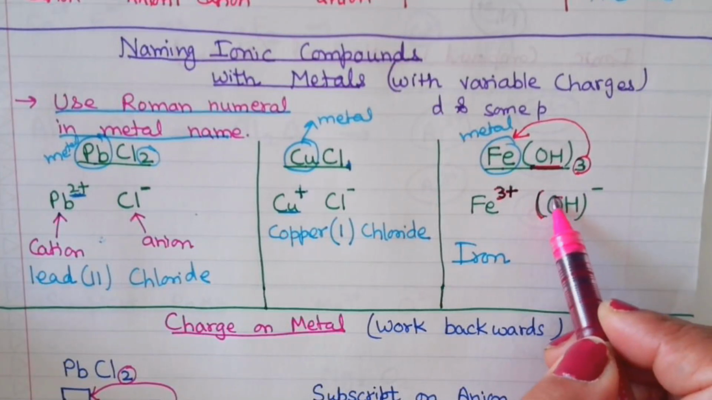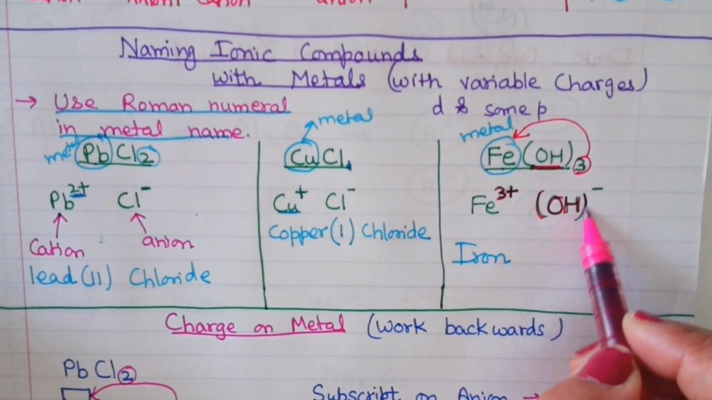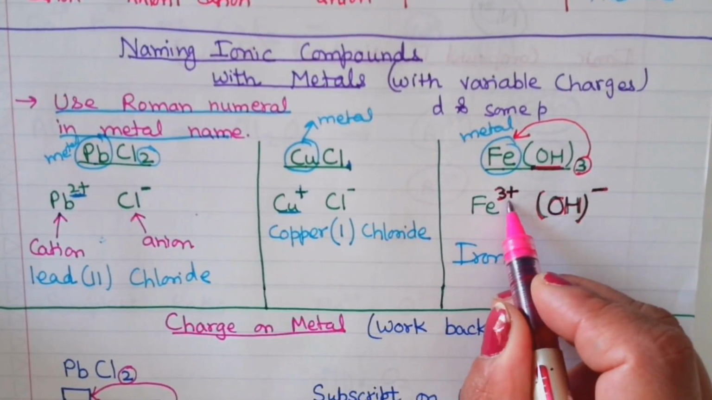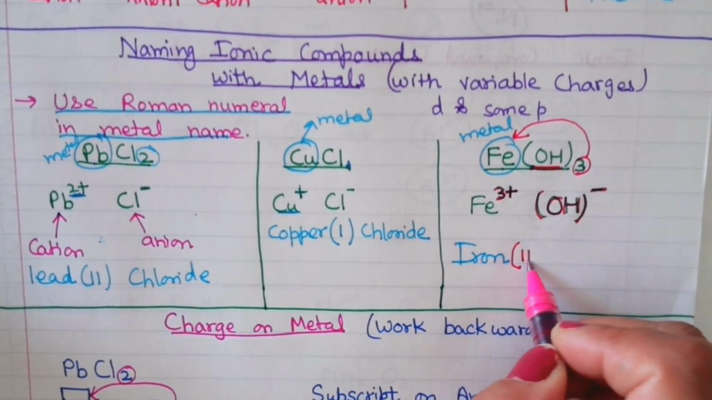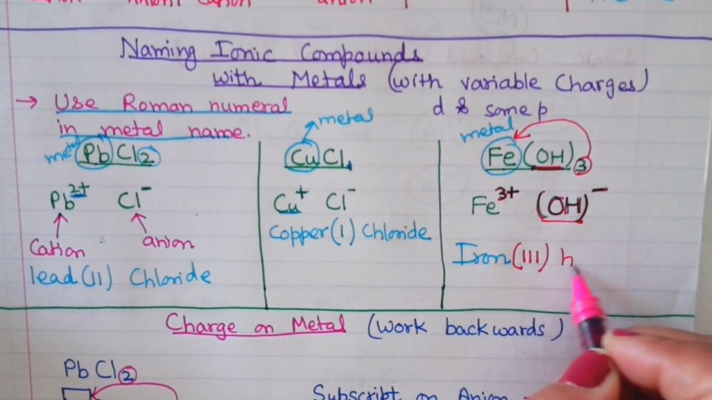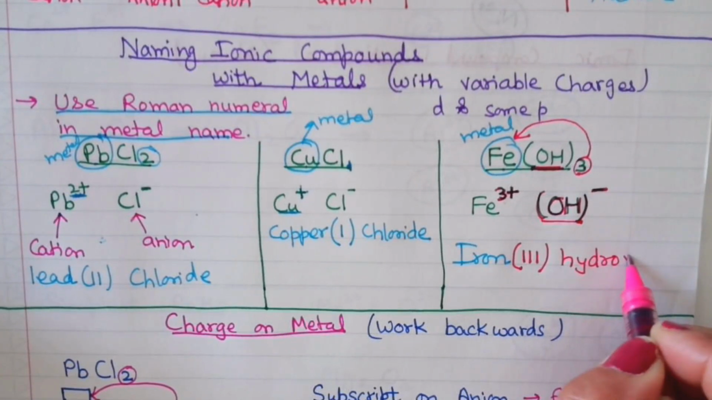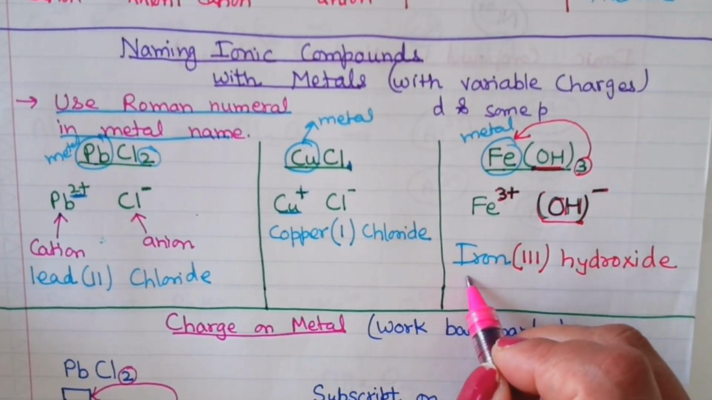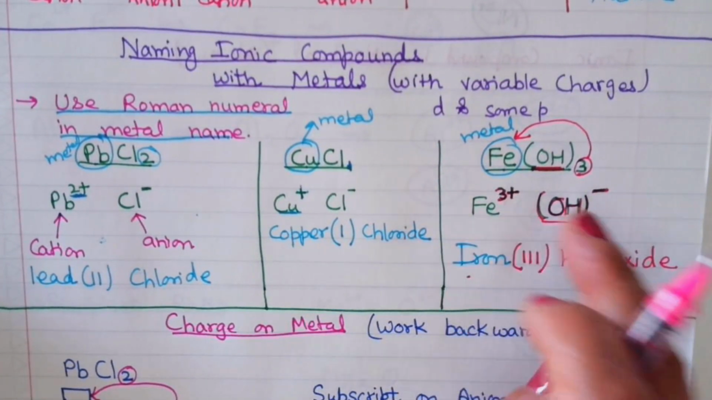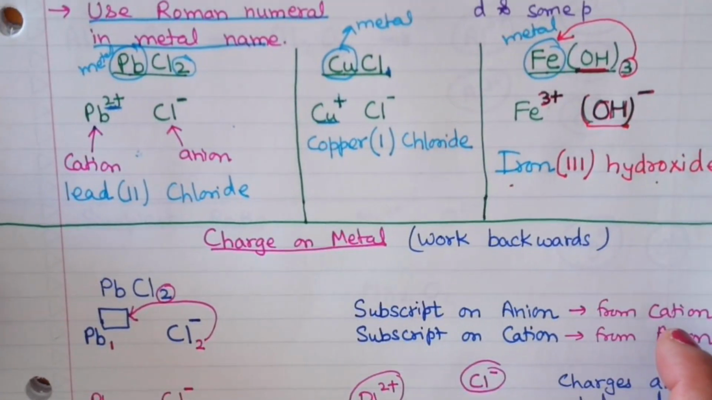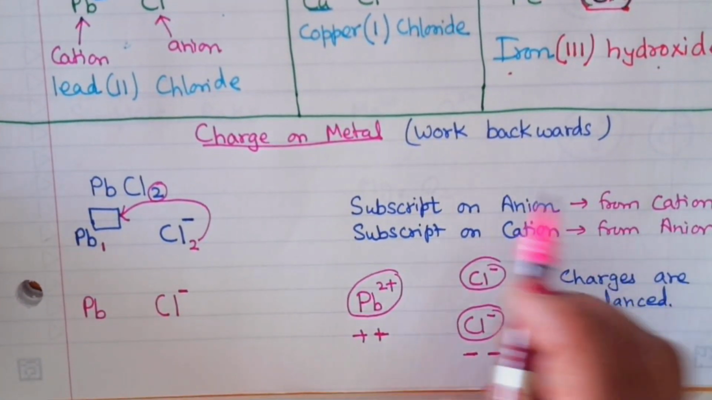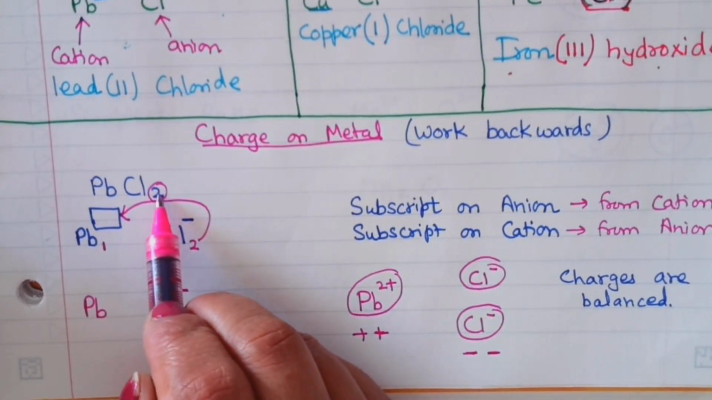and then we have hydroxide ion that has a charge of 1-, right? So iron has a charge of 3+, so I will write iron 3, then the name of the anion, which is hydroxide. So iron 3 hydroxide is the name of this compound, right? So this is where I have told you how to work your charge backwards, right? Always look at the subscript.